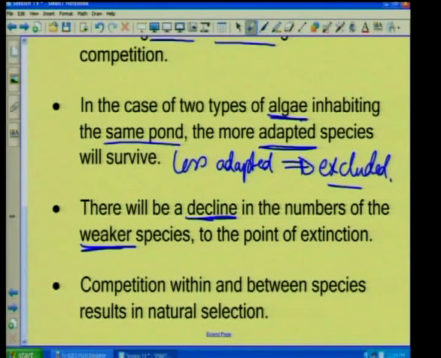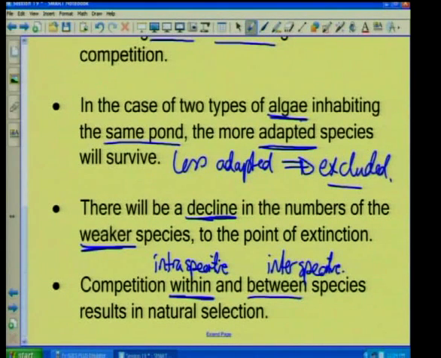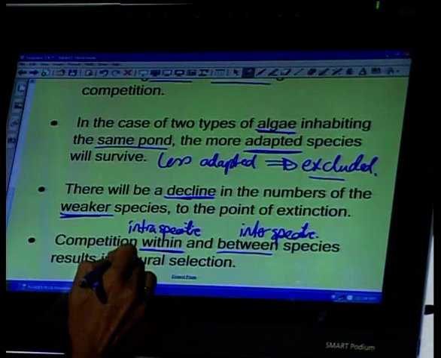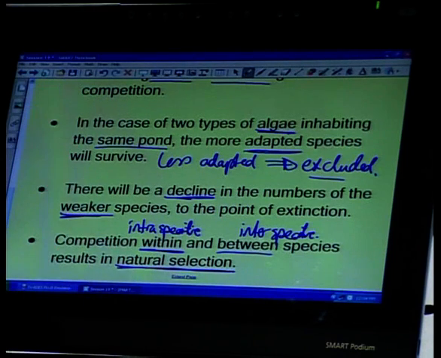Competition within and between the species results in natural selection. Now, competition within will be intra-specific, okay? And the competition between the species is going to be inter-specific competition. And what it does is it ends up with natural selection. And we know natural selection is survival of the fittest. So the organisms that are the fittest, they are going to survive. And if they survive, they pass their good, strong, adapted genes on to the next generation.